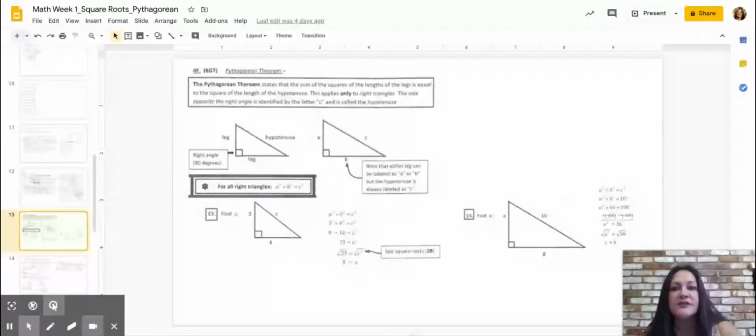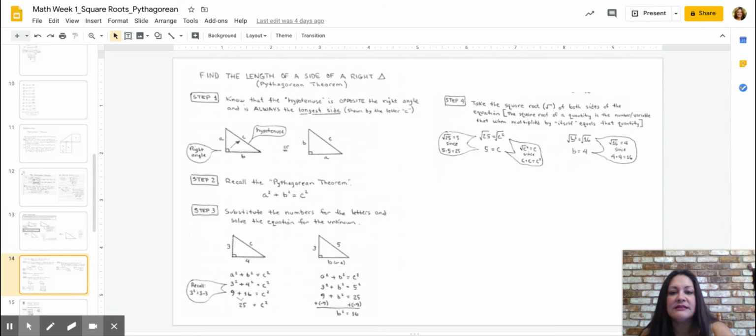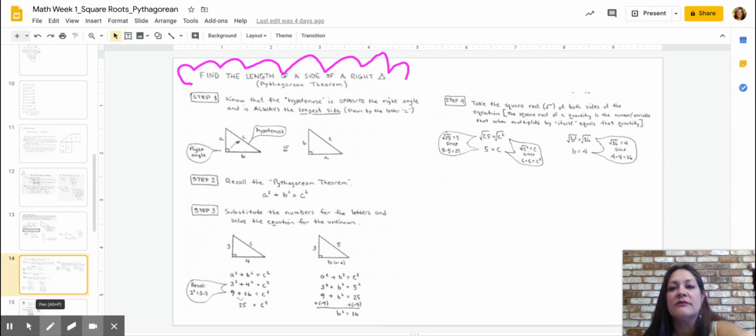All right, so this next page here, this is your reference page that is included. This is from your red resource book that we would normally use in class. So if you need some extra help or you're not sure, come back and reference this page. Okay, and these are the new things that have been added for this distance learning, which is actually pretty rad, but this is a step-by-step guide. Okay, so it says, find the length of a side of a right triangle.